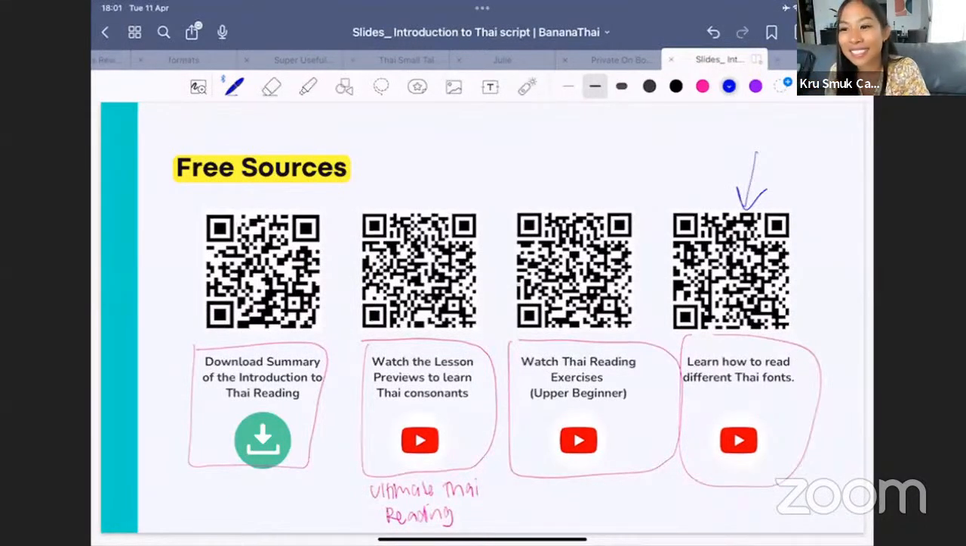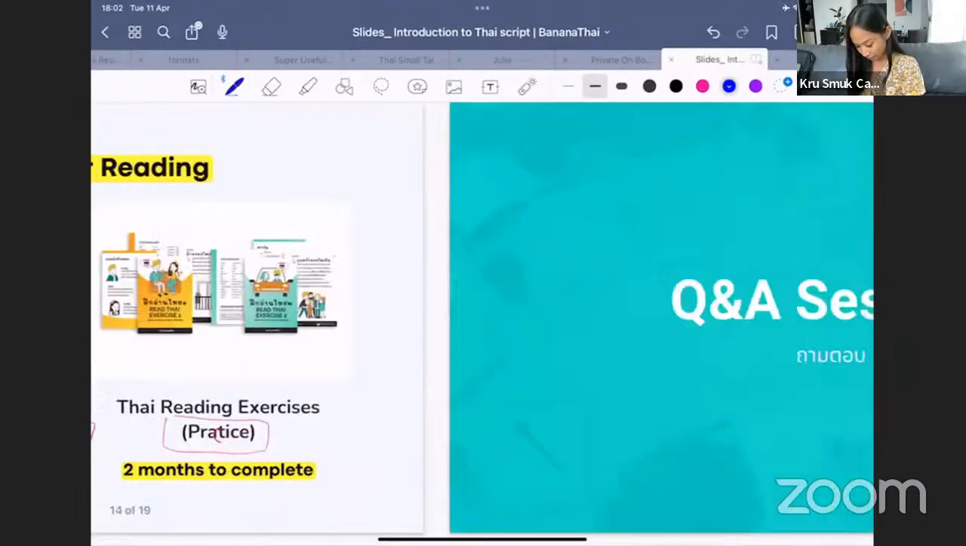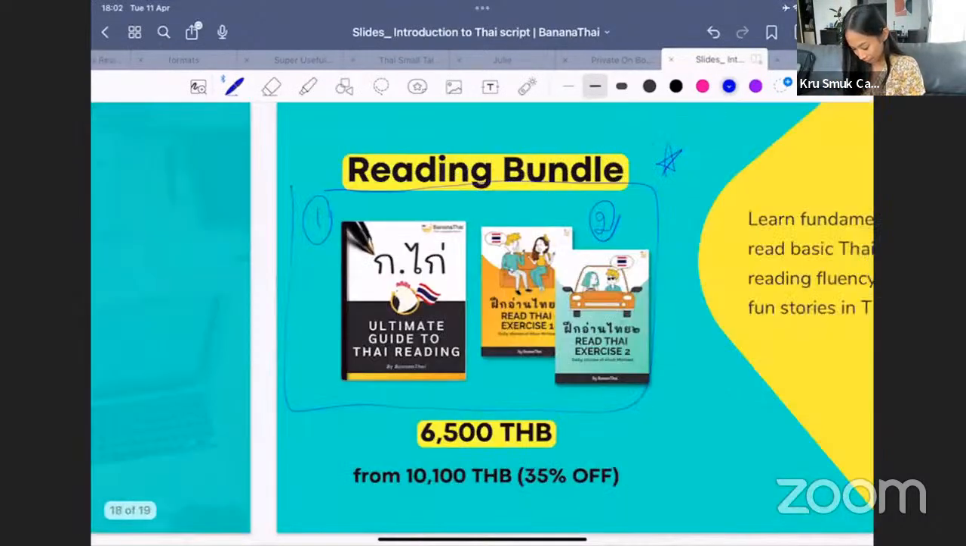Yes, please. I tried to scan the QR code for the last bundles that you showed, the ultimate reading and the exercise reading, and it says, sorry, the bundle is closed for enrollment.